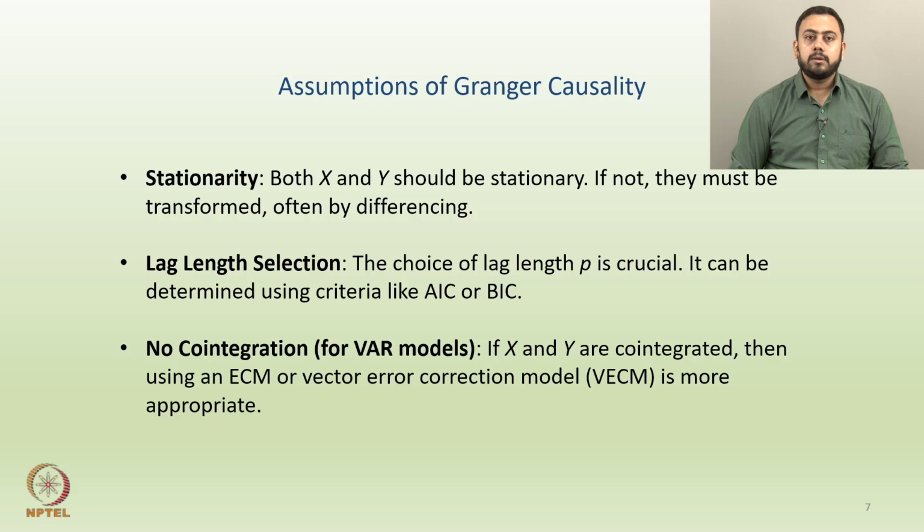Alright, so now we will discuss some assumptions of Granger causality. So, the first assumption is stationarity. So, both the series xt and yt should be stationary. If not, they must be transformed, often by differencing. Okay. So, this is a very important assumption when it comes to testing or checking for Granger causality.